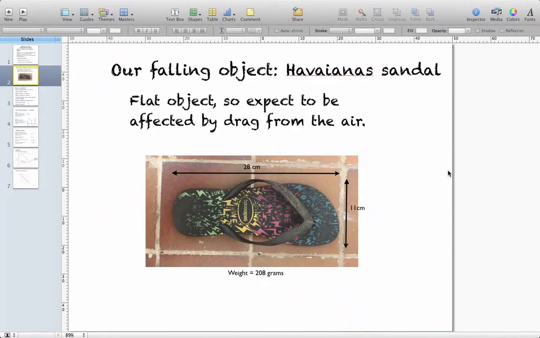This is our object that we're going to study. It's a Havaianas sandal. I chose it because it's a flat object, and so I'd expect there to be some drag that I could measure as it fell through the air.